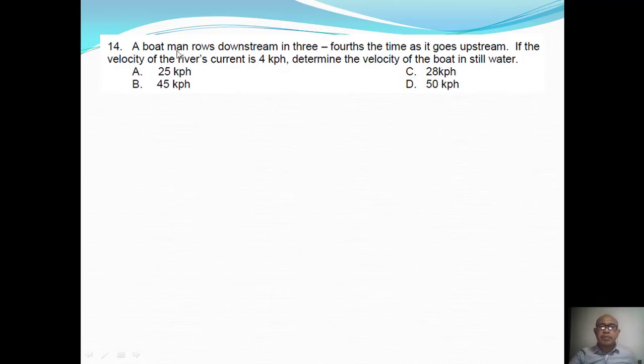We have a boat moving in water, where in a direction where the boat moves with the direction of the current, the resultant speed is plus the rate of the current. While if the boat will move upstream, opposite of the current, then the resultant rate is minus 4. Okay? So, we will let R equal the rate of the boat in still water. So, we have now our equation.